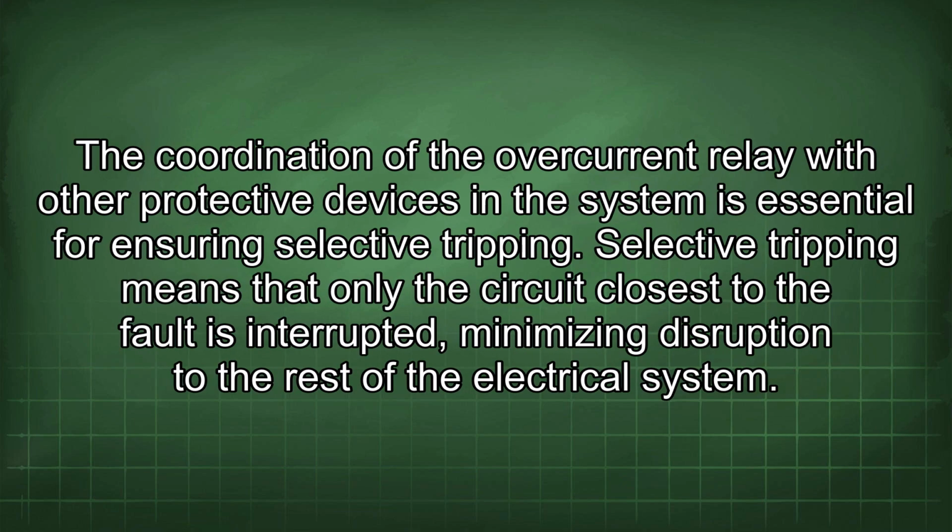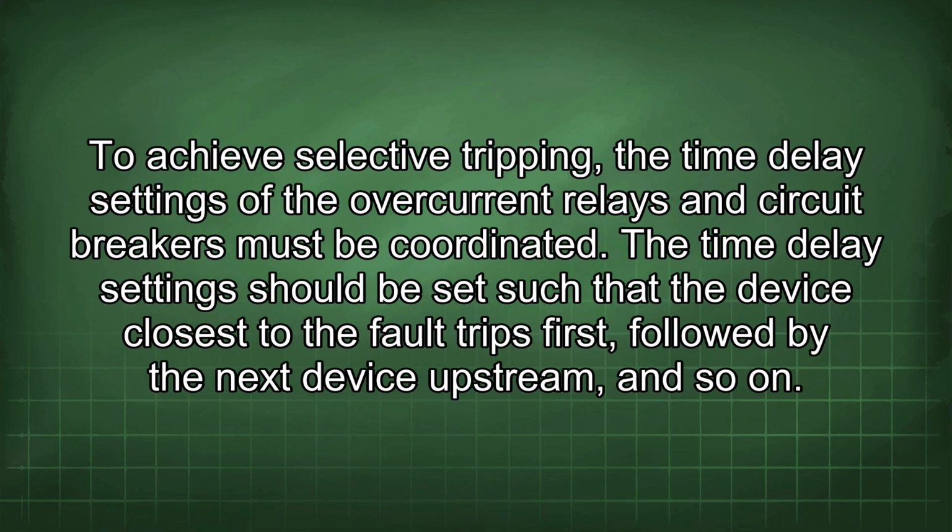The coordination of the overcurrent relay with other protective devices in the system is essential for ensuring selective tripping. Selective tripping means that only the circuit closest to the fault is interrupted, minimizing disruption to the rest of the electrical system. To achieve selective tripping, the time delay settings of the overcurrent relays and circuit breakers must be coordinated. The time delay settings should be set such that the device closest to the fault trips first, followed by the next device upstream, and so on.